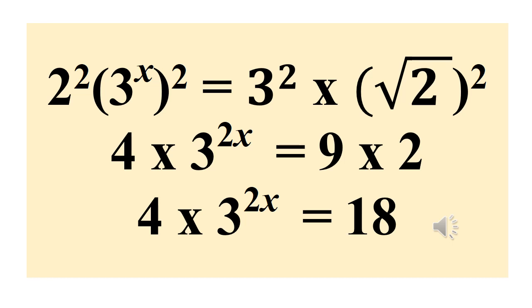So it becomes 3 raised to power 2x, then equals 3 squared is 9, 3 times 3, 9, that is 3 in 2 places. Then multiply by the square root on 2, we cancel out this square. So we have 2 left. Then from there we have 4 times 3 raised to power 2x equals 9 times 2 is 18. So we have 4 times 3 raised to power 2x equals 18.